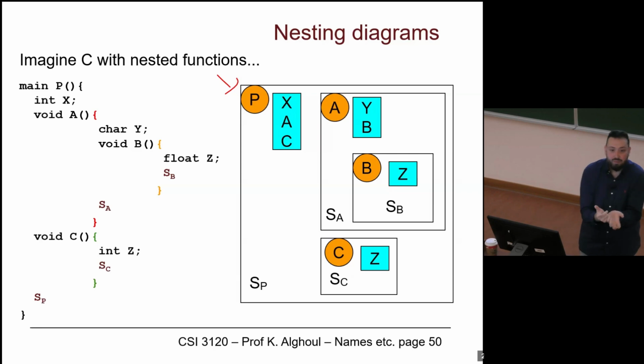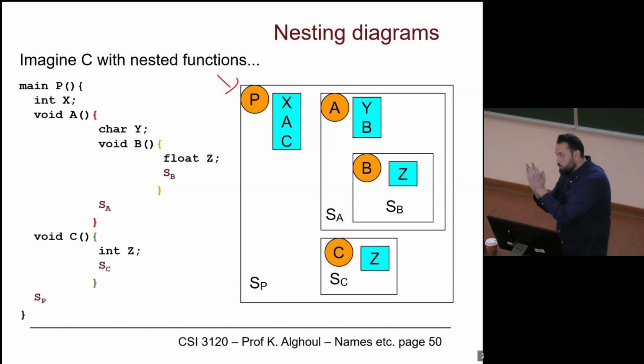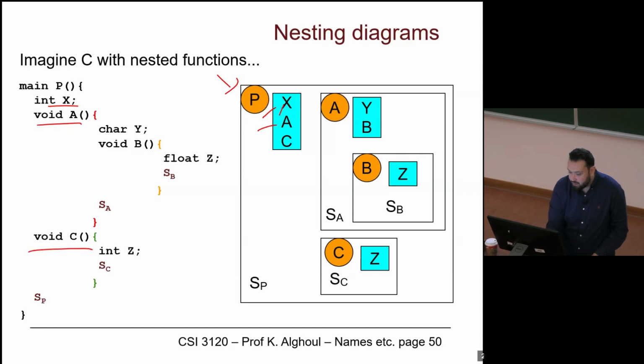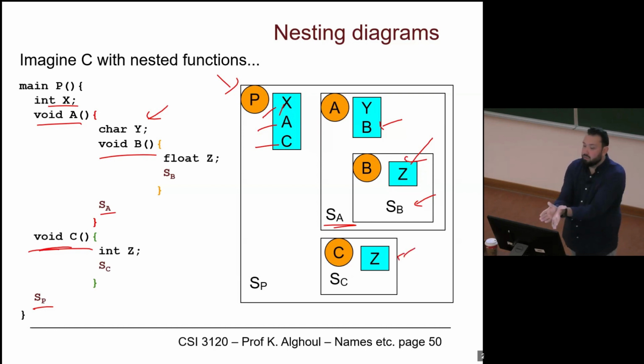Based on the visibility of these variables, your language or your program is going to be able to understand exactly the meaning of the program or code that you wrote. So P includes X, also a function A, a function C, and then a statement P, okay? Now, inside A, we have Y, we have another function B, and then a statement SA. Inside B, we have a float Z and a statement, and then here in C, we have Z and C. Good so far? This is called a nesting diagram.